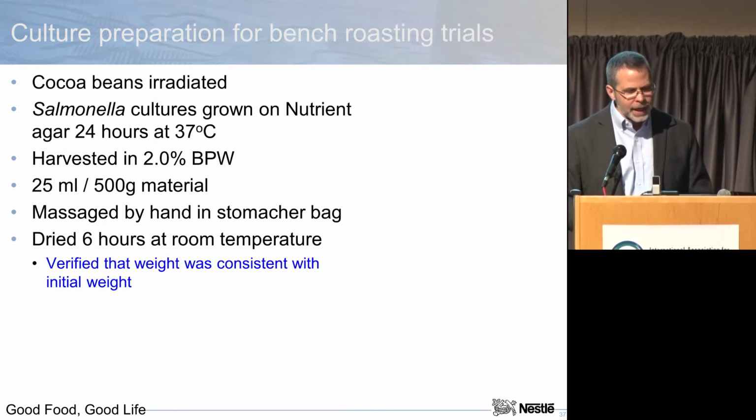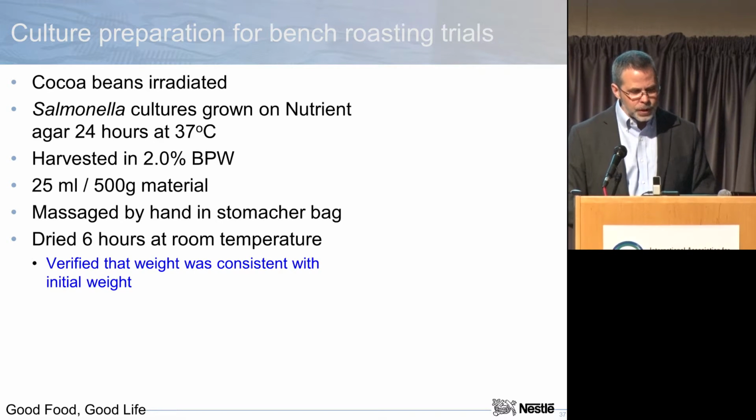But first of all, we irradiated cocoa beans and the nuts that we were evaluating. We did different trials with cocoa beans and nuts. We grew salmonella cultures on nutrient agar. We harvested it in BPW. We added it to the material. We massaged it in a stomacher bag, and we dried it at room temperature for 6 hours.